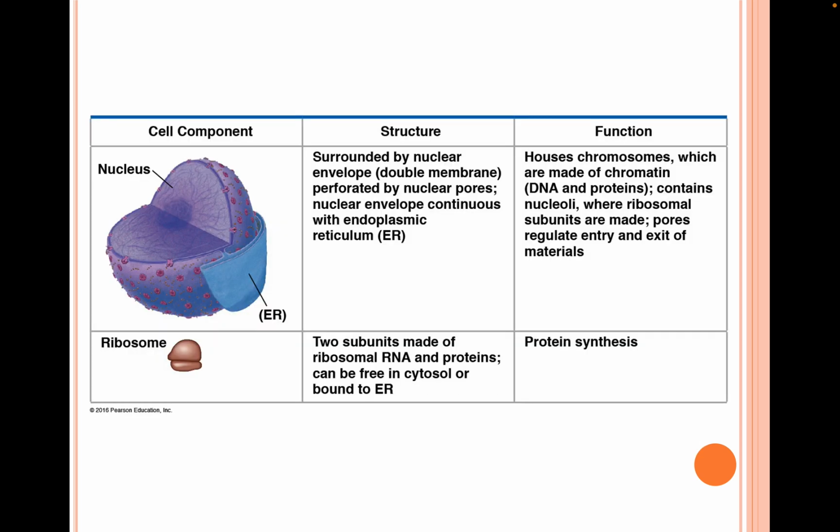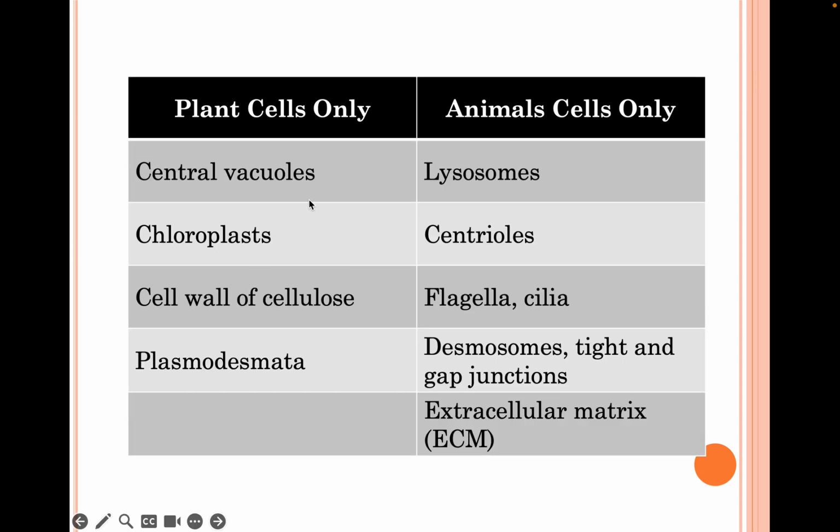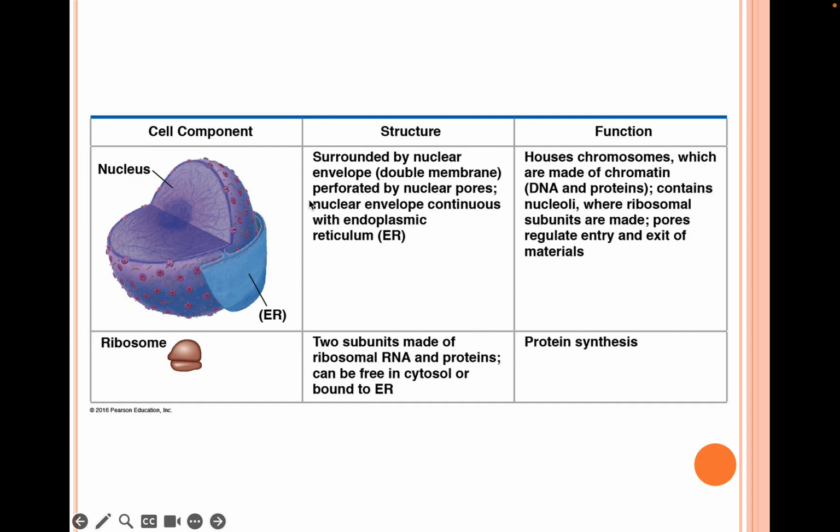All right, here's one last summary slide. We're talking about the structure of the nuclear membrane. You can fill this in. The structure of the nuclear membrane is that it's perforated by nuclear pores, and the nuclear envelope is continuous with the endoplasmic reticulum. The function of the nucleus is that it houses and protects the chromatin, which is DNA and proteins, contains nucleoli where ribosomal subunits are made, and pores allow the entry and exit of materials.